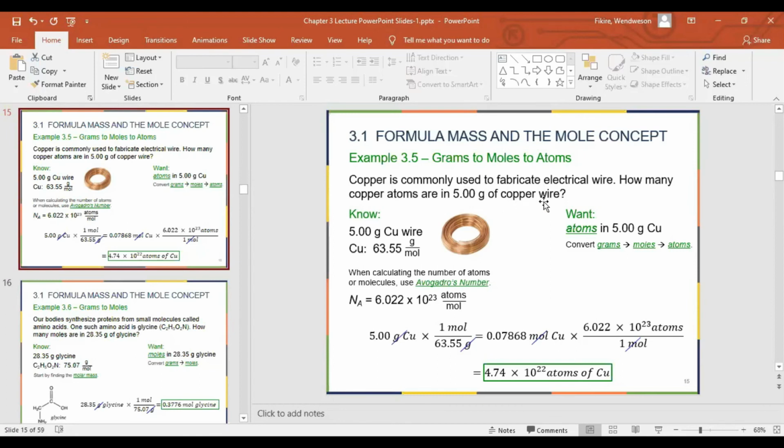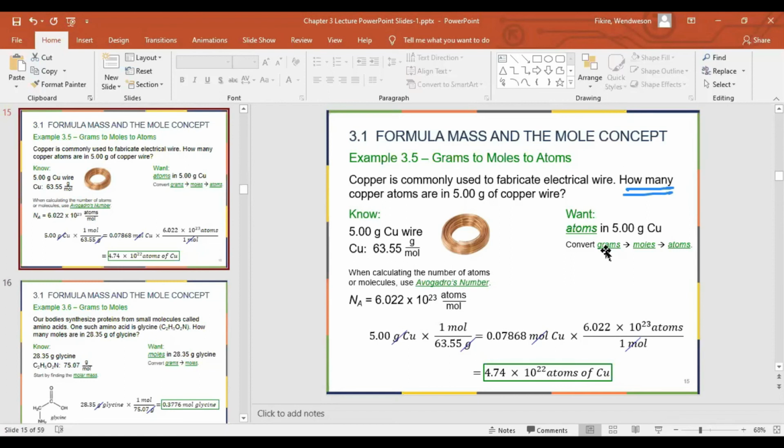You see, now you have to be very careful. You have a keyword here: how many? So again, we're going to write what's given. We have the given mass, which is 5.00 grams of copper. We also have the molar mass of copper, from the periodic table, 63.55 grams. We were looking for the atoms, not the moles, the atoms, particles of copper in 5.00 grams of copper.